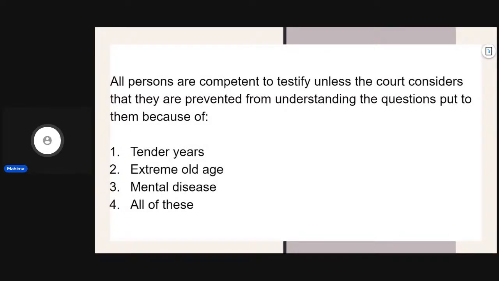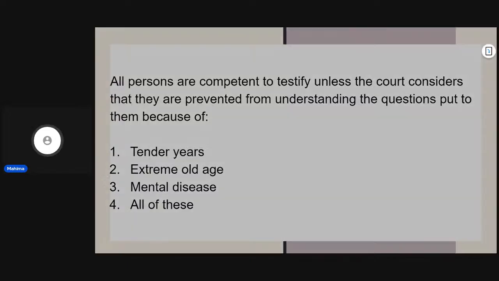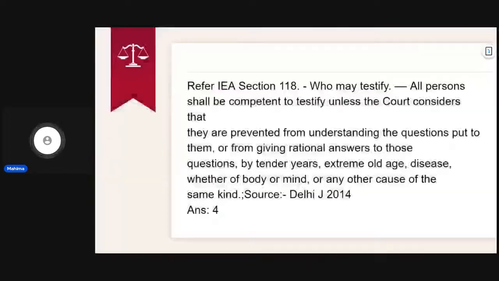All persons are competent to testify unless the court considers that they are prevented from understanding the questions put to them because of tender years, extreme old age, mental disease, all of these. Who all are competent to testify? Competent witnesses. Yes, Section 118, who may testify, all of them can testify. It was a question in 2014 DJs.